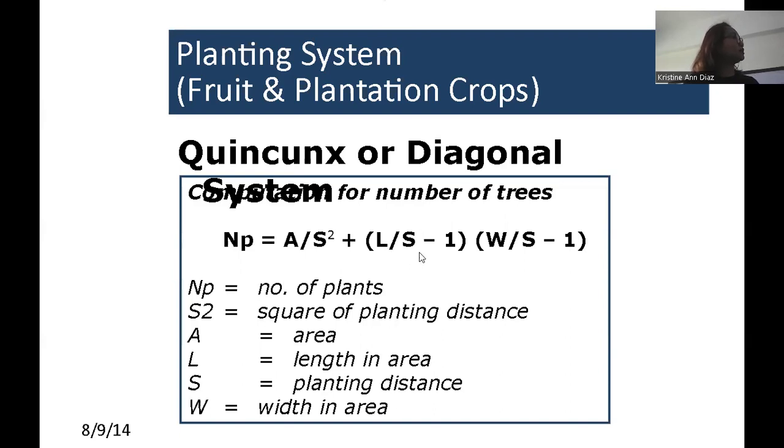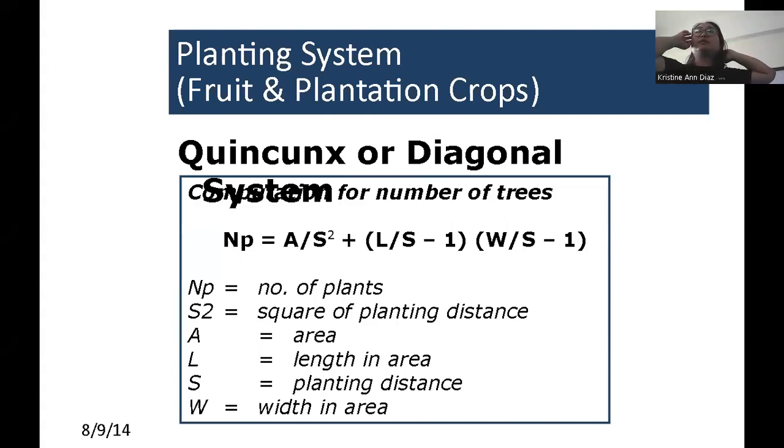I-divide nato ang 9 meter over length in area. 9 over 9 gapon minus 1, so 9 over 8. So 9 divided by 8 times imong planting mo sa width. Okay, 9 by 9 lang ka, di ba?